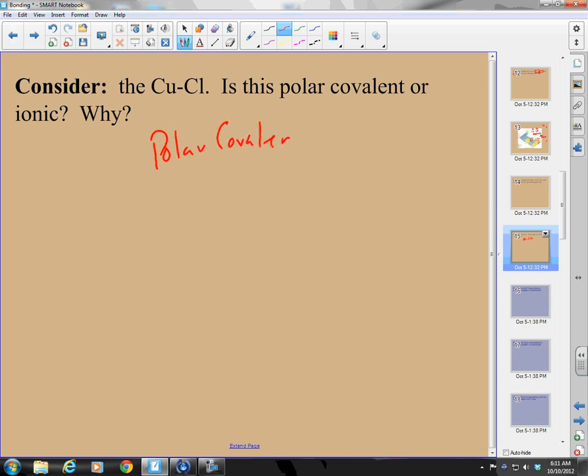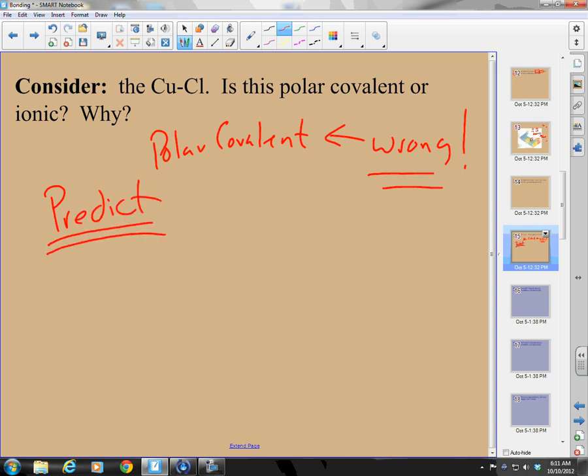And you know what? I would be wrong. Wait. How can I be wrong? I just did these numbers. It's got to be polar covalent. No. What do those numbers help us do? Predict. That's all that does. Those changes in electronegativity are only a guideline. They help us to predict.